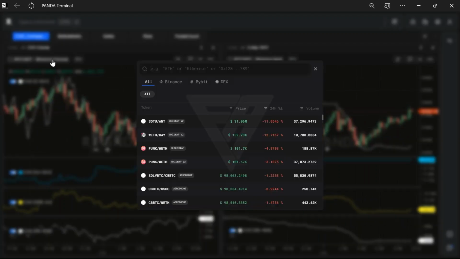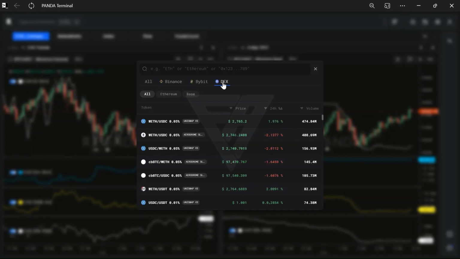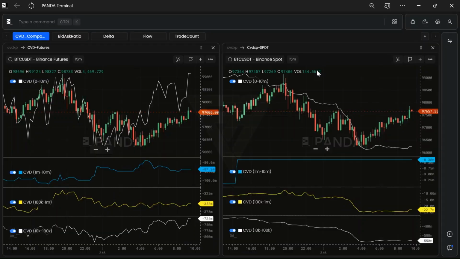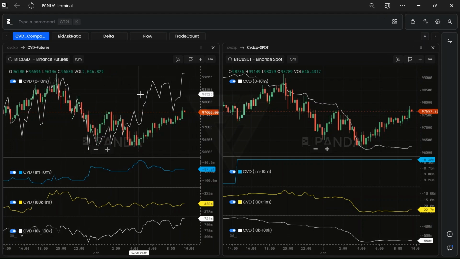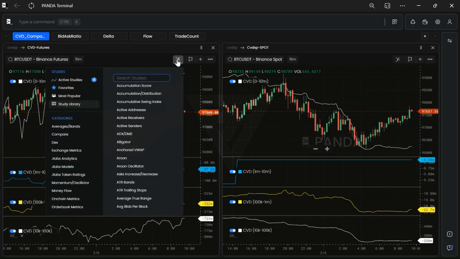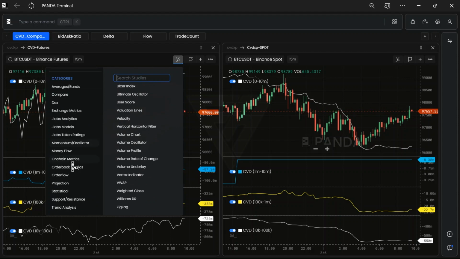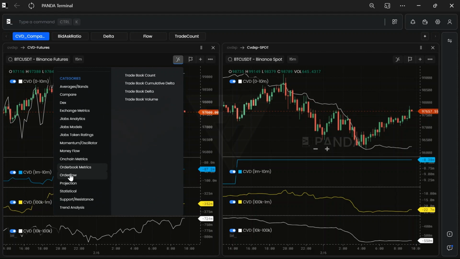You can look at various tickers, both spot and perps, from Binance, Bybit and DEX. You can find all studies and indicators here. It includes both traditional studies and order flow indicators. It has oscillators, JLab models, exchange, on-chain, order book, order flow metrics.